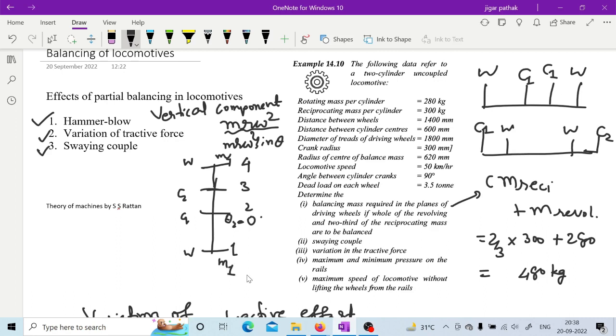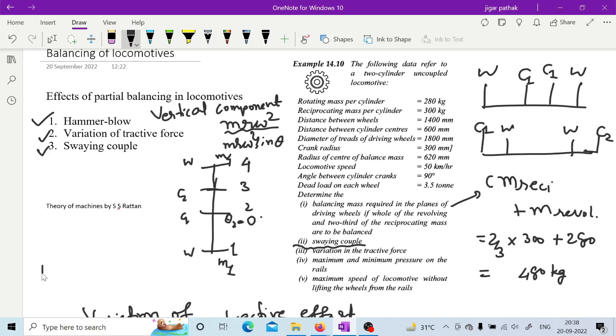So you will find something: m4 cos theta 4 and m4 sin theta 4 equal to something. Once you find this, you can calculate first m4 and then tan theta 4. Similarly, you can then calculate m1 as we have done previously. This we are not repeating here, but what we are going to do is calculate the swaying couple.